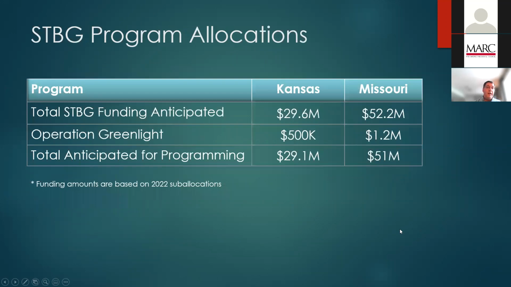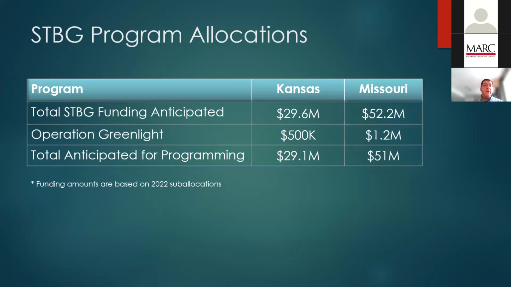The next slide. When it comes to our Surface Transportation Block Grant Program, some things, like program Operation Greenlight, need some funding. The operation of that program gets taken off the top. They don't compete for those funds. Both STP committees in Kansas and Missouri have agreed to supplement funding for Operation Greenlight. And so you can see how much is taken off the top there for Operation Greenlight: $500,000 in Kansas, $1.2 million in Missouri.